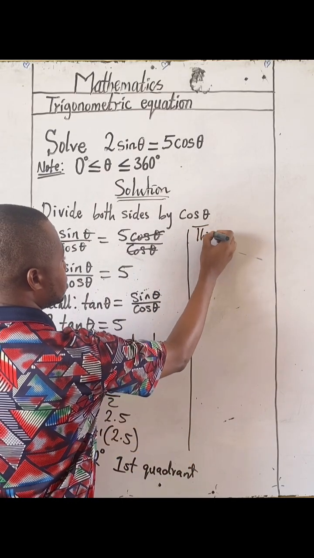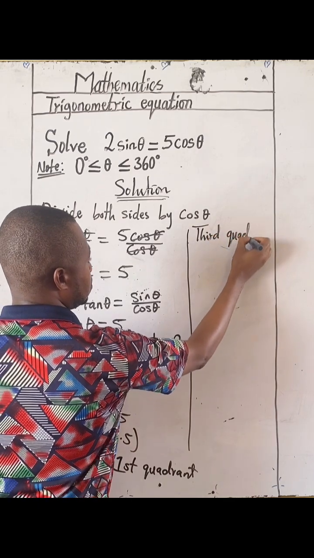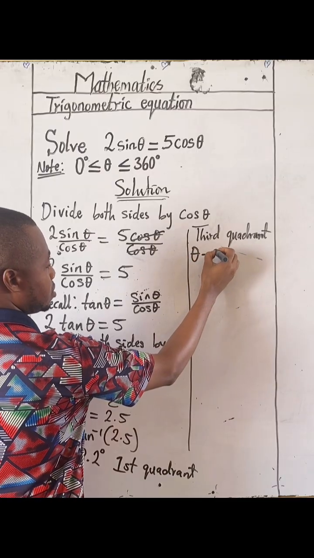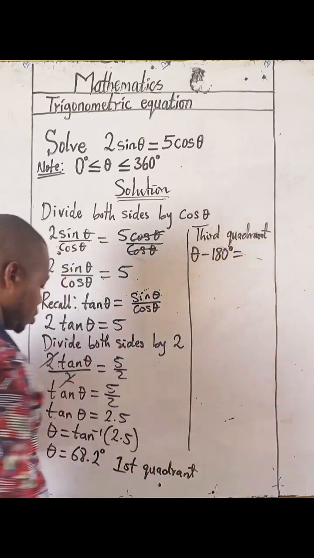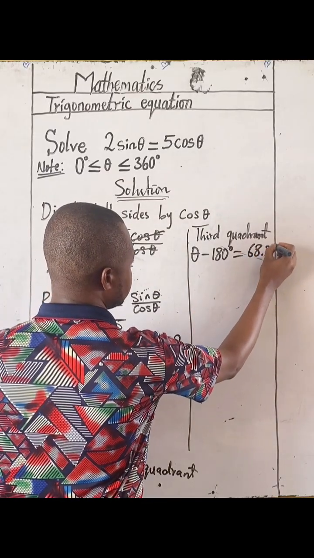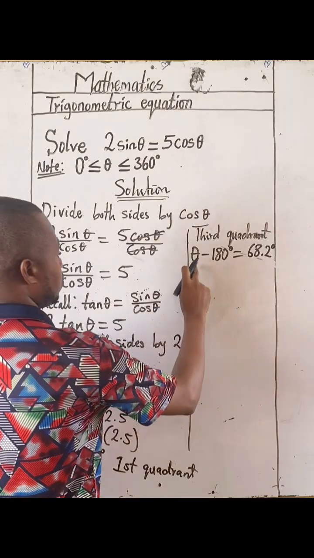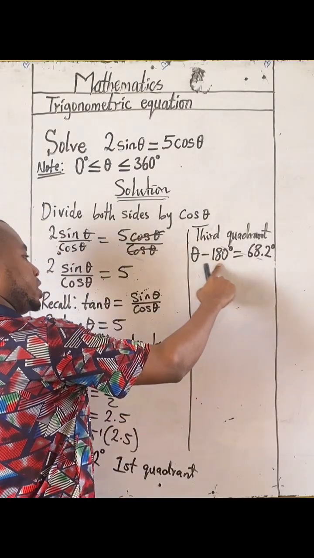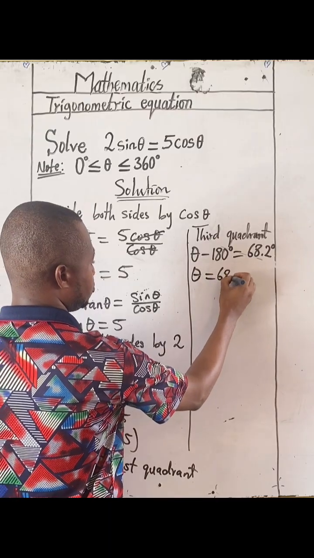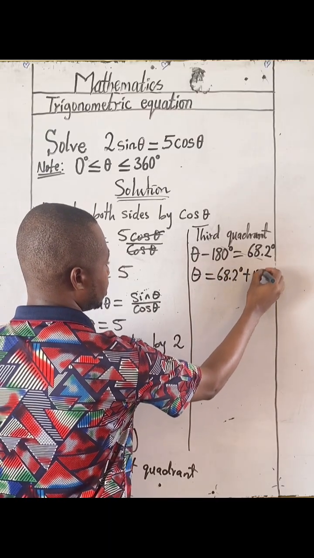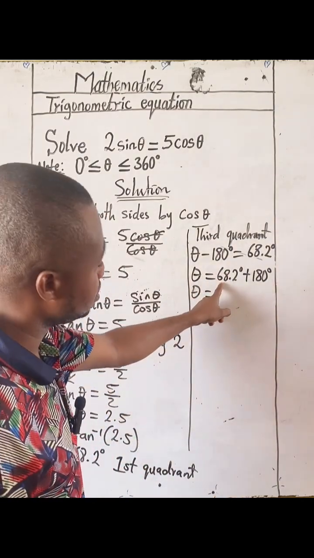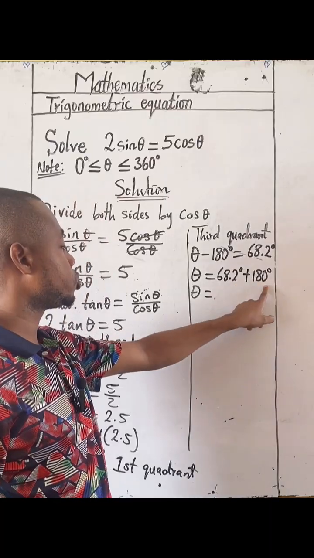So third quadrant, we can say theta minus 180 degrees, which will be equal to 68.2 degrees. If you add this, what do you get? We add 180 degrees to both sides. This becomes theta equal to 68.2 degrees plus 180 degrees.